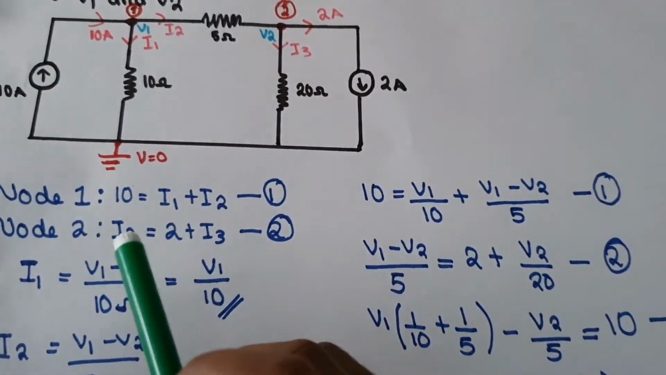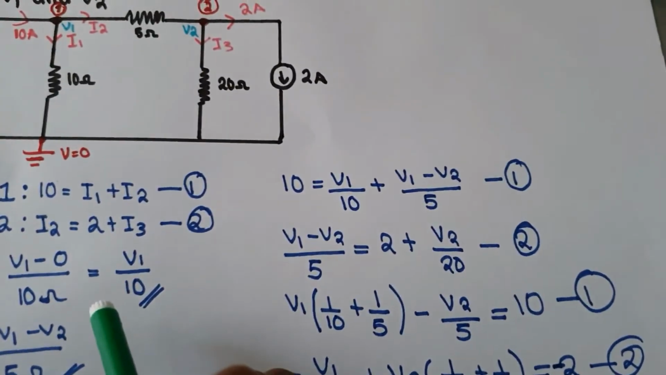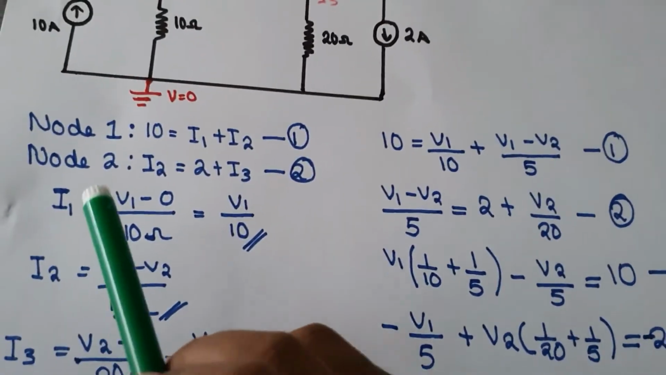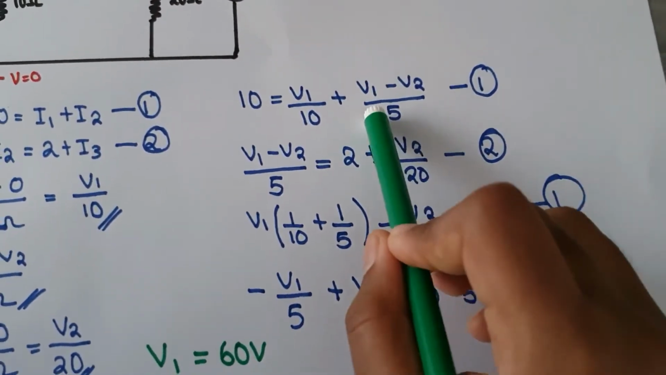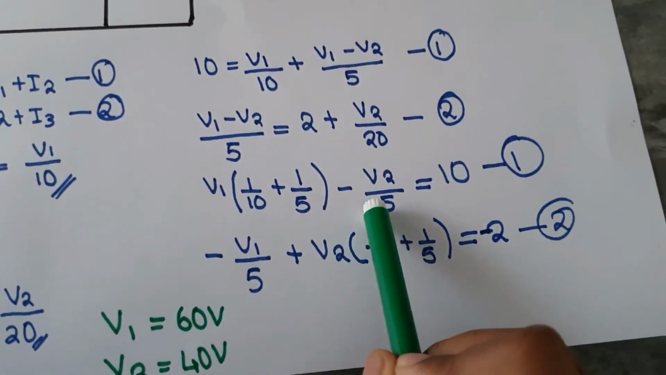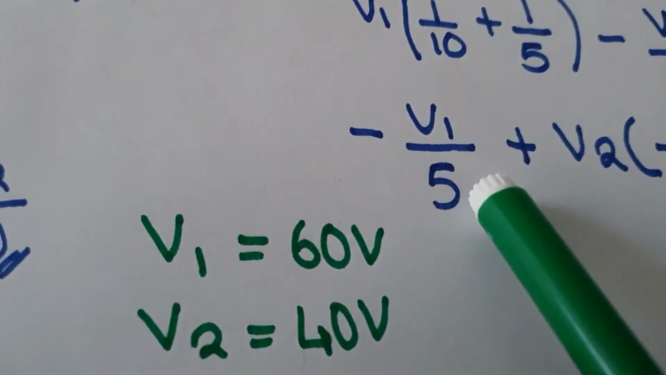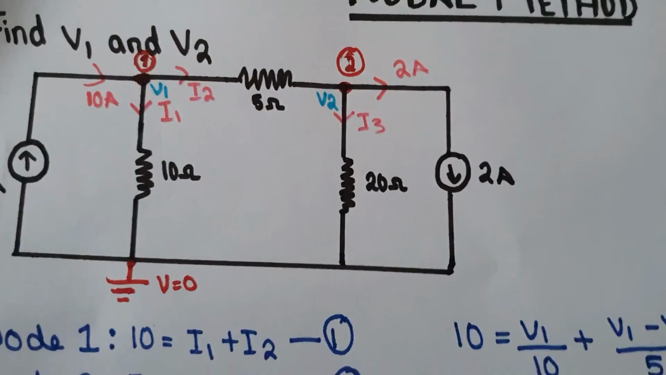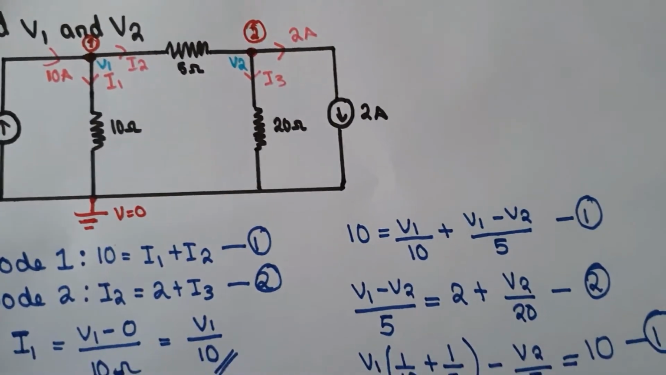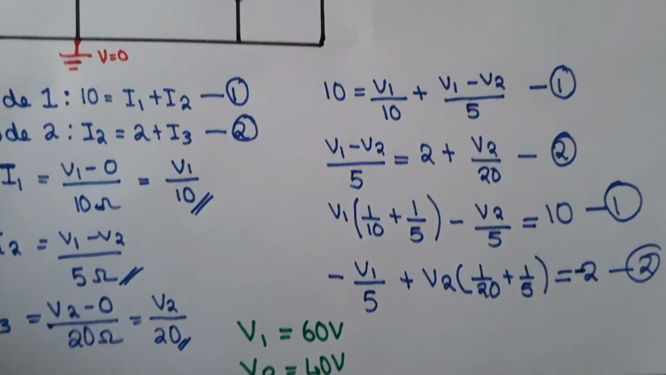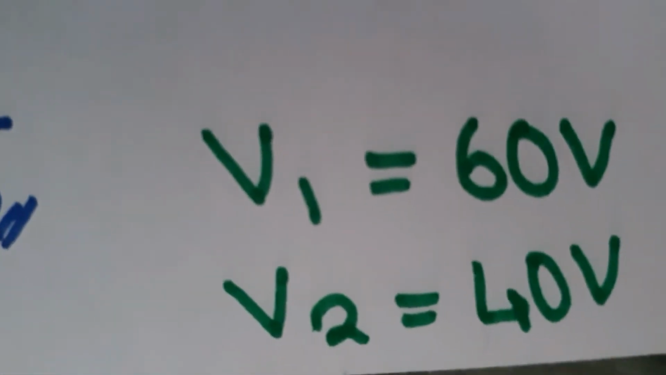And then we wrote I in terms of V using the V by R formula. And then we substituted this I1, I2 and I3 into this equation. We simplified the equation so that we can type it in the calculator. We typed it in the calculator and got the answer V1 equal to 60 and V2 equal to 40. Next is doing it in the matrix directly instead of writing all these steps. You can do it directly in the matrix and you get the same answer.